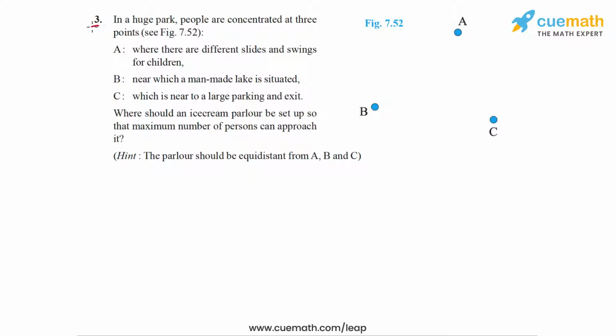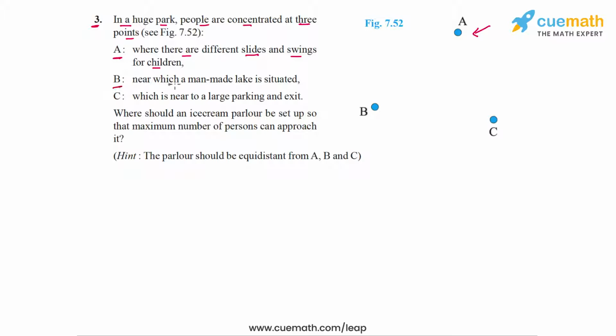Question 3 of this exercise is an interesting question based on question 1 of the same exercise. Here's what the problem statement says. In a huge park, people are concentrated at 3 points. Point A, where there are different slides and swings for children. So this is point A here.